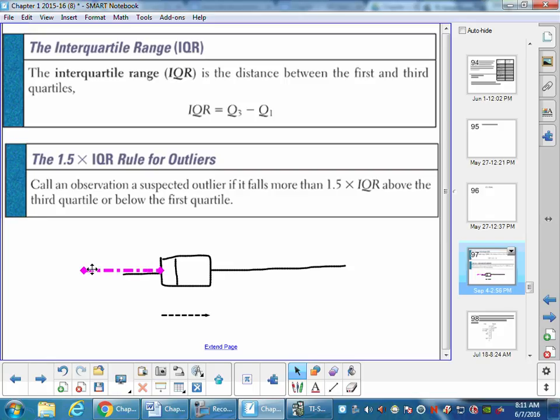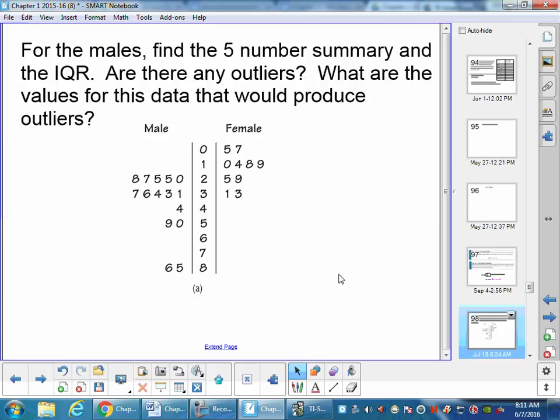So out here, you can see there's no outliers. But if we go to the other side, it definitely looks like there's at least one outlier in this data set. Now you can't tell how many outliers are here. There might be 3 out here. There might just be 1. It's hard to tell unless we have the actual data. So let's look at some data and see if we can find any outliers.